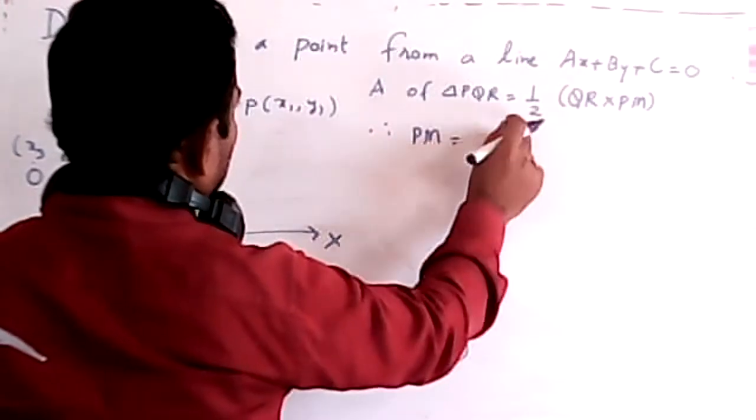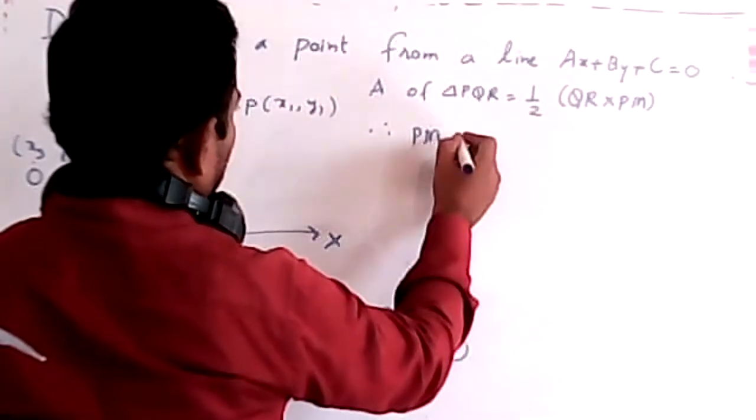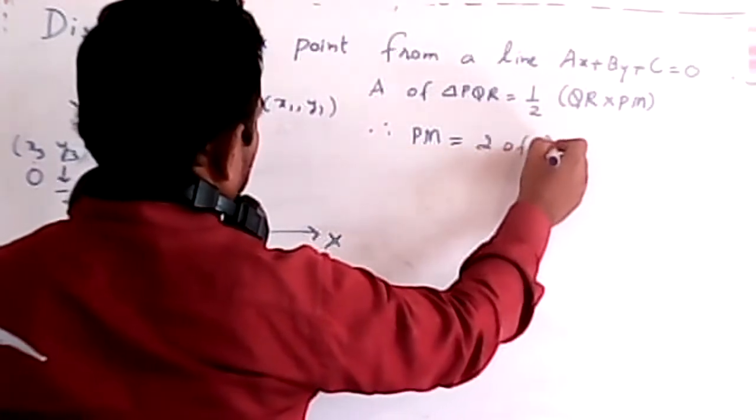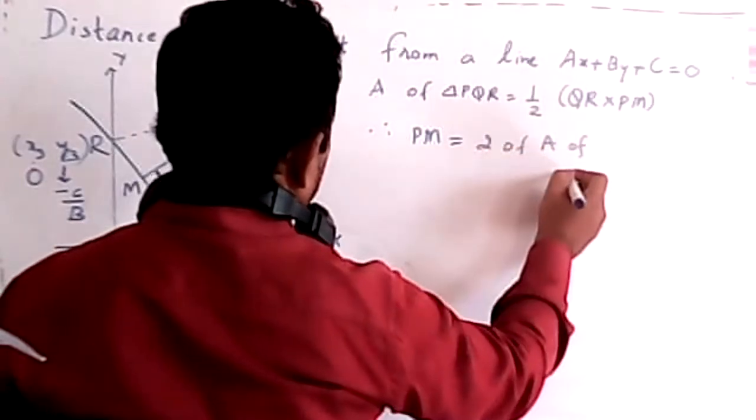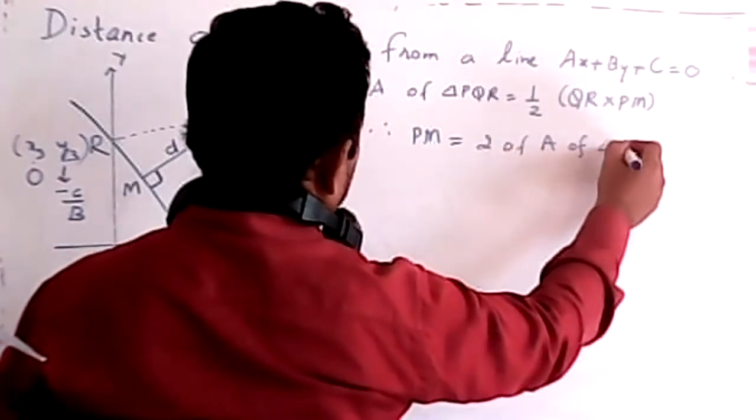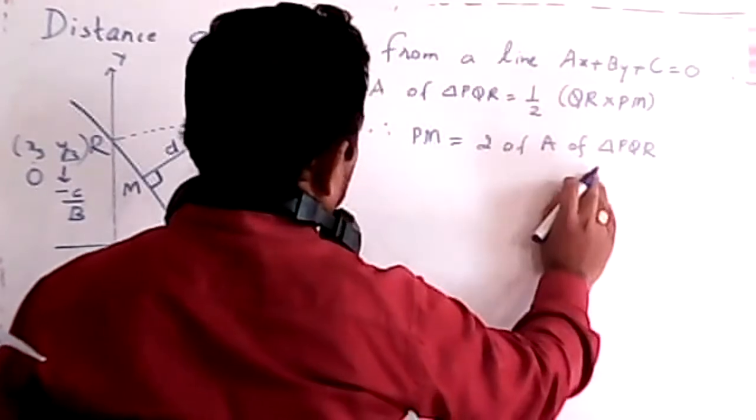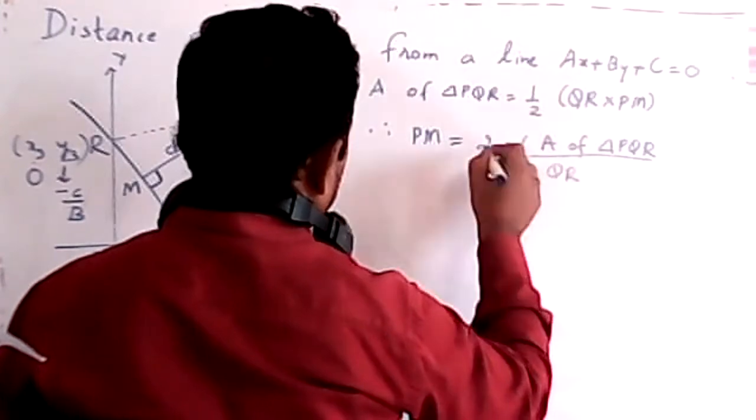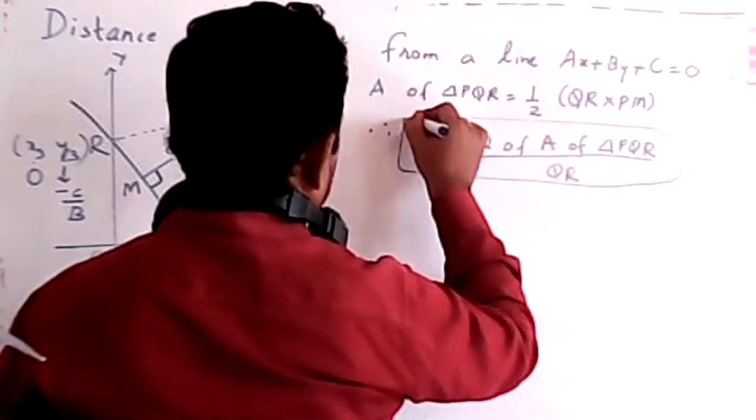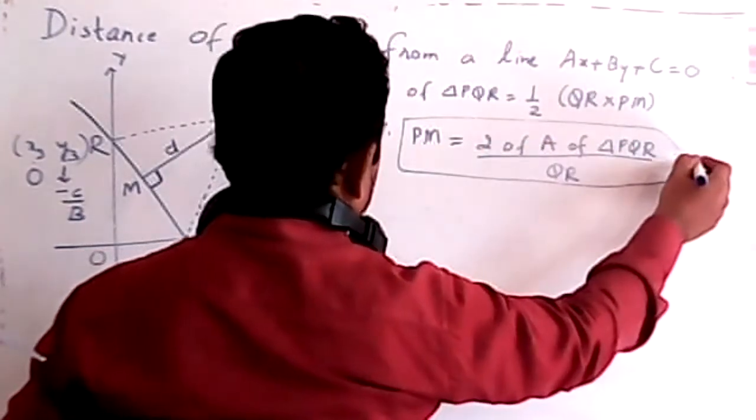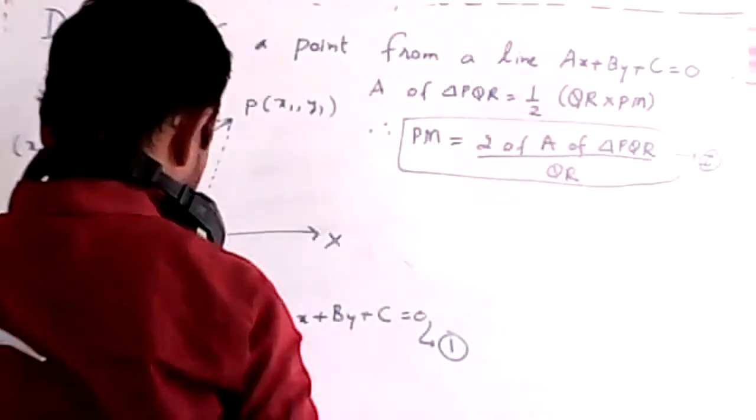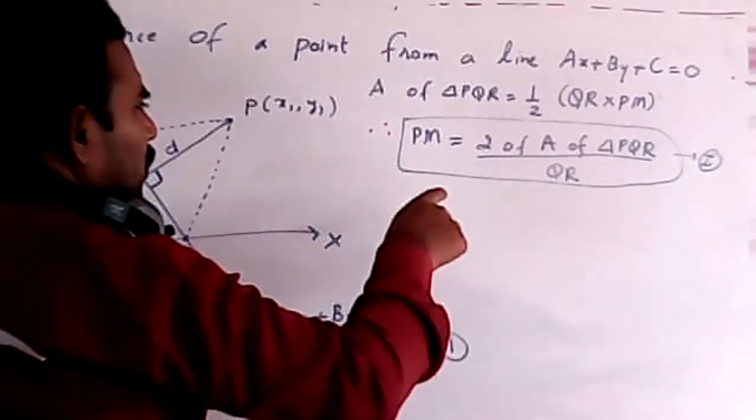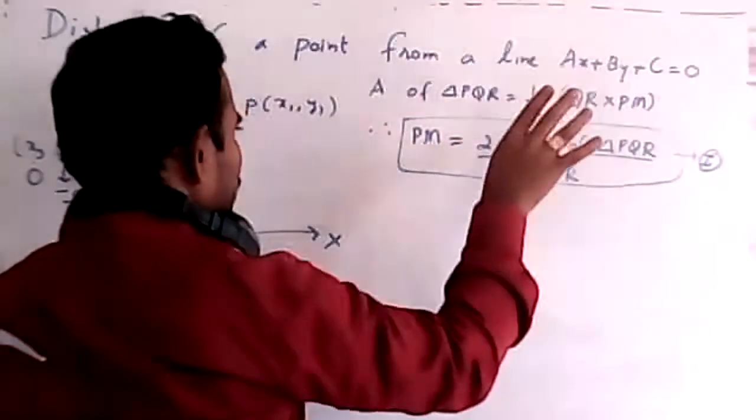PM is equal to 2 times area of triangle PQR, and this QR comes here, means divided by QR. So this is the formula, but this formula is not completely filled. What is area of triangle PQR? That I have to substitute.